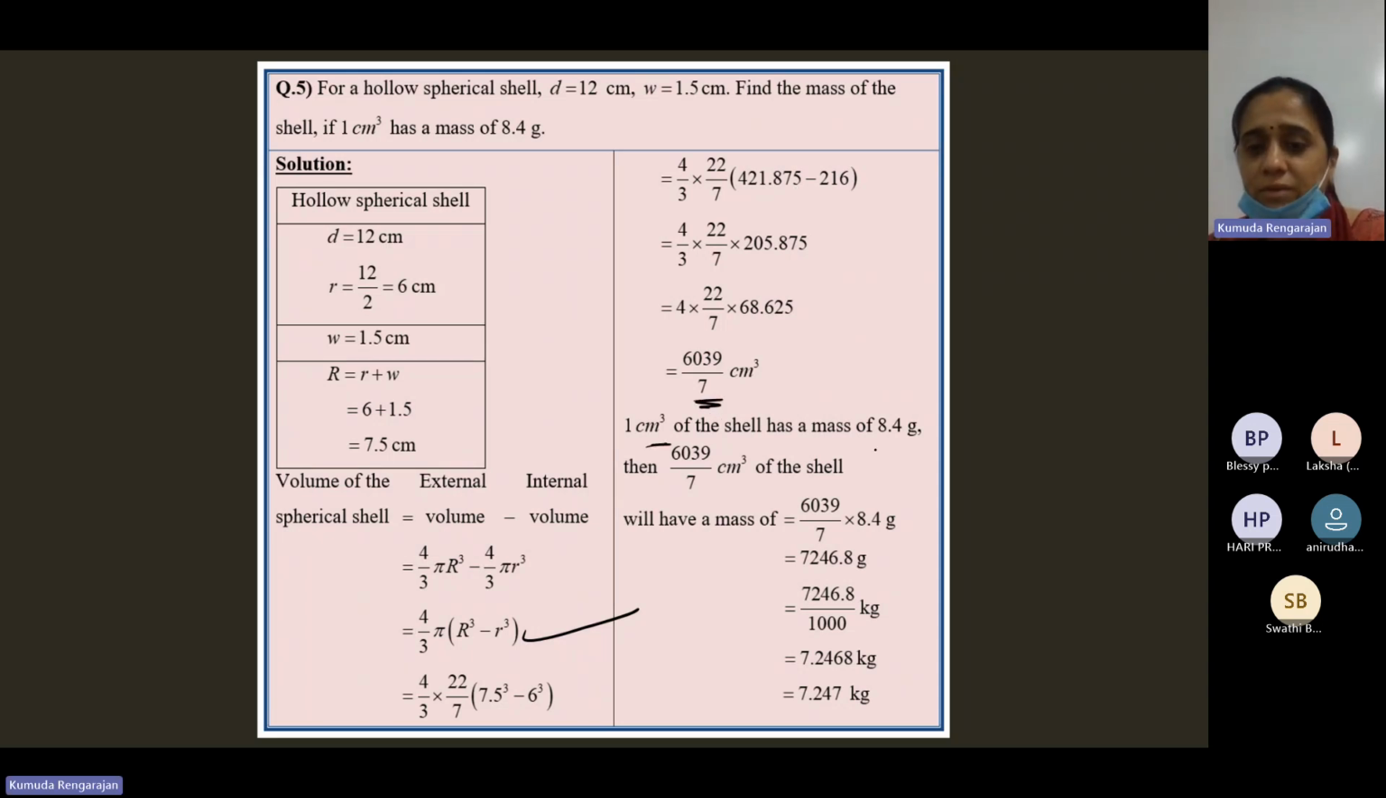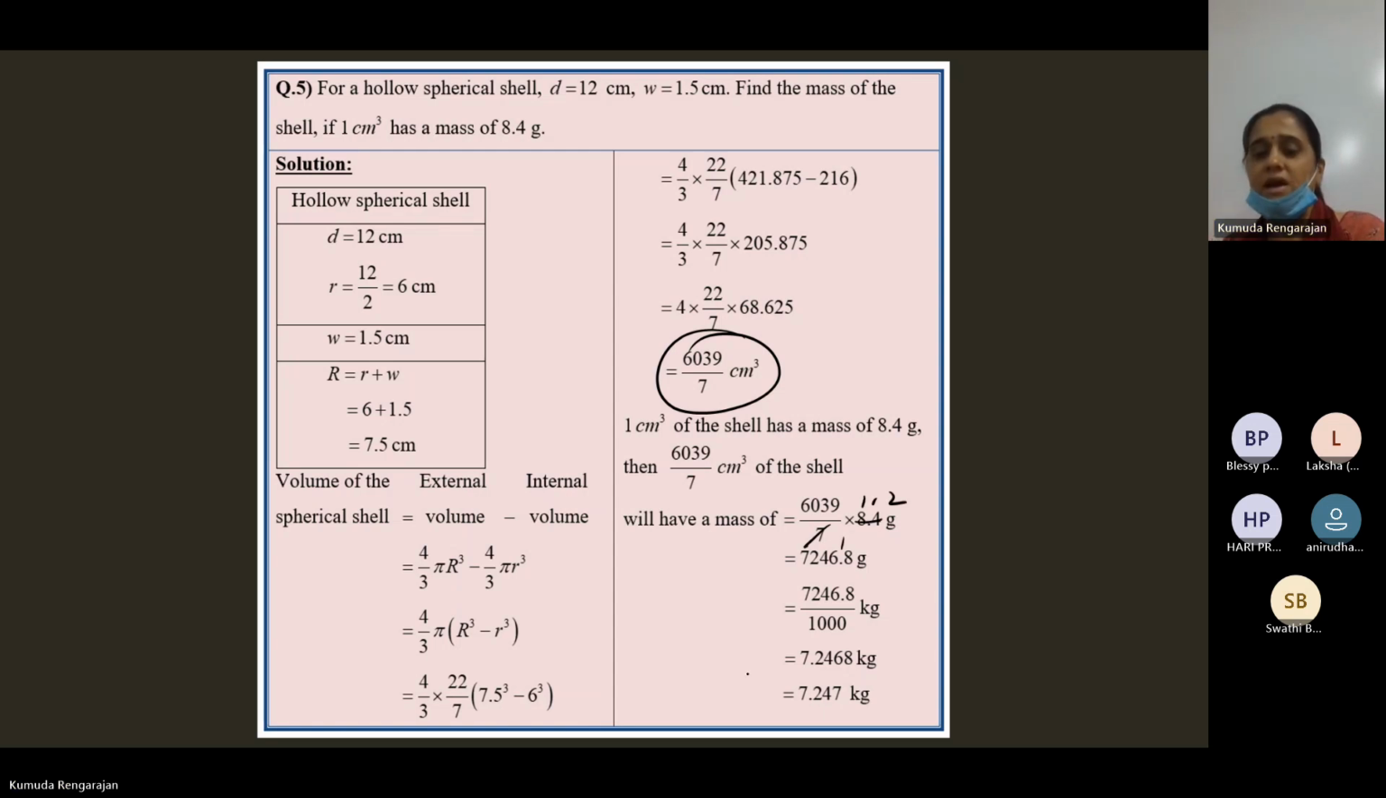1 centimeter cube is 8.4 grams. Then so many centimeter cube will be whatever is here into 8.4. This one into 8.4 will be the mass. So into 8.4, it's divisible. 7 ones are 7, 1.2 times. And the answer is in grams, so divide by 1000 and convert it to kilograms.